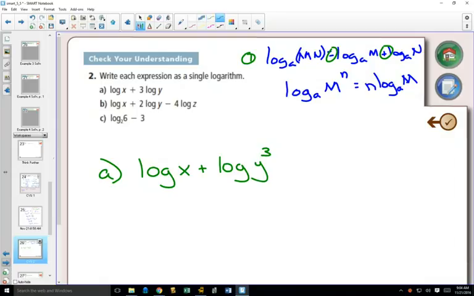So in starting A, the first thing is we'll move that 3 out in front in as an exponent. All right, and then once you've moved that number up in as an exponent, now we have a log plus a log. And so we can combine them by multiplying them together. What's inside the one is the x, and what's inside the other one is a y cubed. So when we put them together inside the log, we'll have x times y cubed.